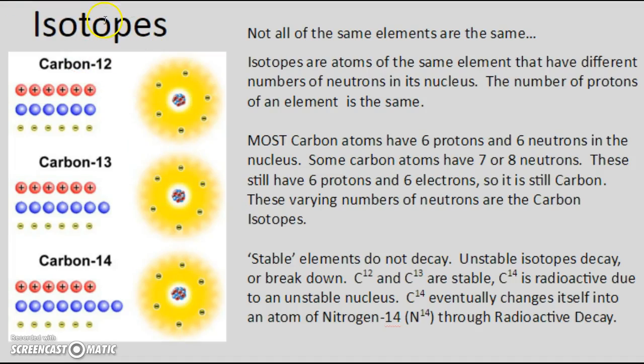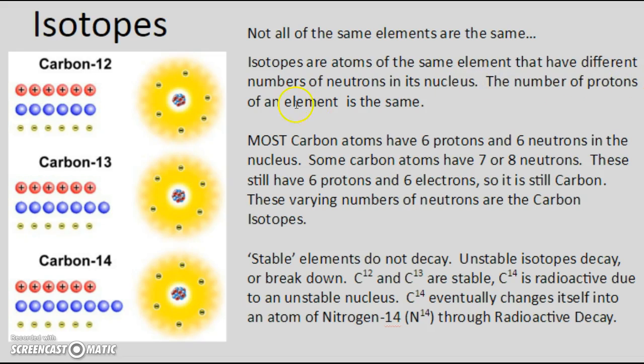This lecture is going to be on isotopes, and we're going to look at carbon-12, carbon-13, and carbon-14. Carbon-13 and 14 are isotopes of carbon-12. So not all atoms of the same element are the same. Isotopes are atoms of the same element. Notice these are all carbon. They have different numbers of neutrons within the nucleus.